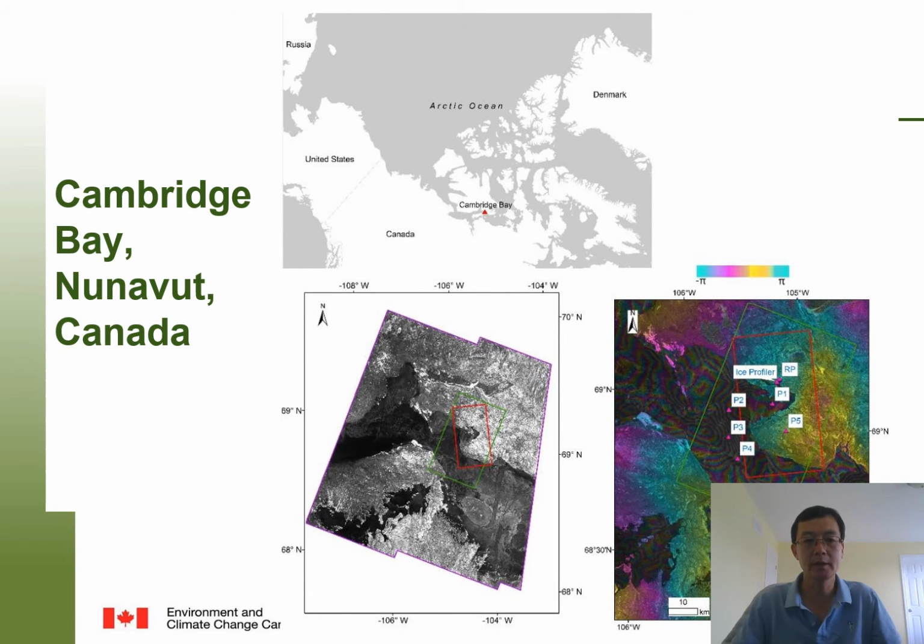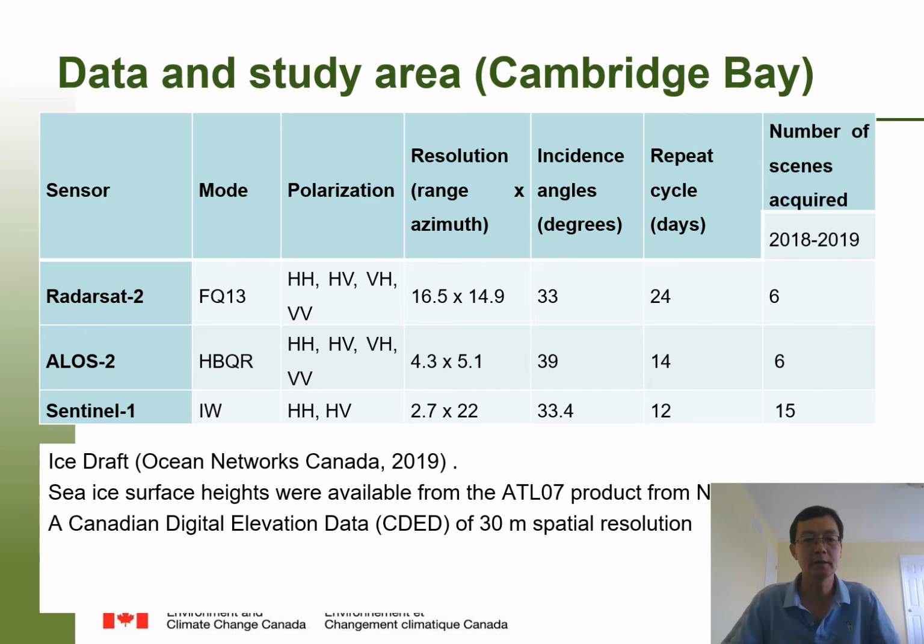Our study area is in Cambridge Bay, Nunavut, Canada, and this is the scene coverage from Sentinel-1, ALOS-2, and RADARSAT-2. We have 5 locations to compare the InSAR observations, and also the ice profiler located here and our reference point. We used data of FQ13 from RADARSAT-2, ALOS-2, and Sentinel-1 IW mode, and images acquired over the winter period from 2018 to 2019.